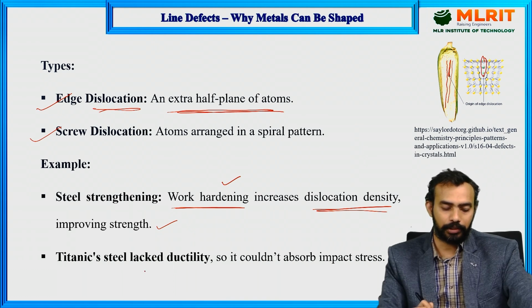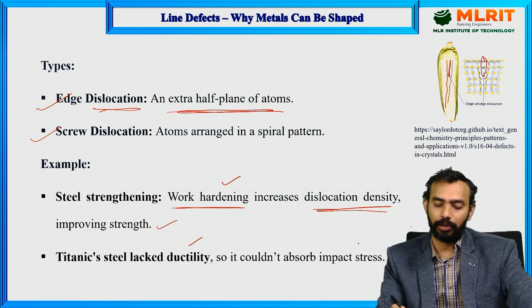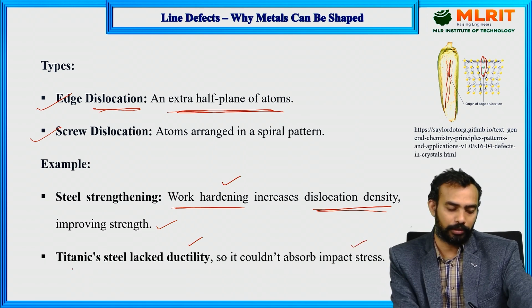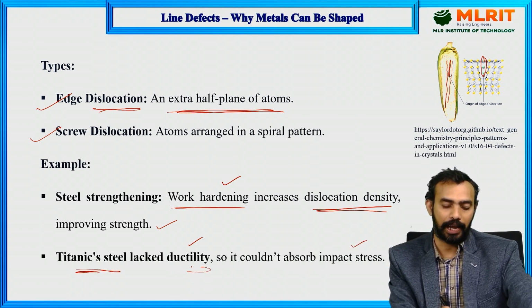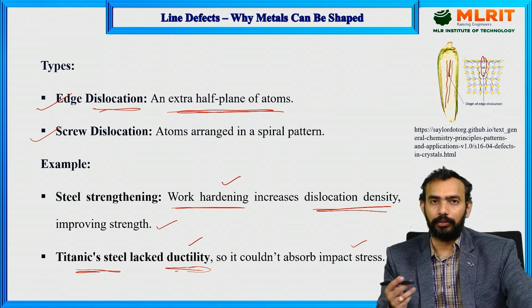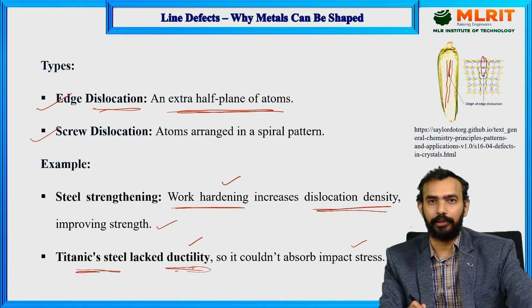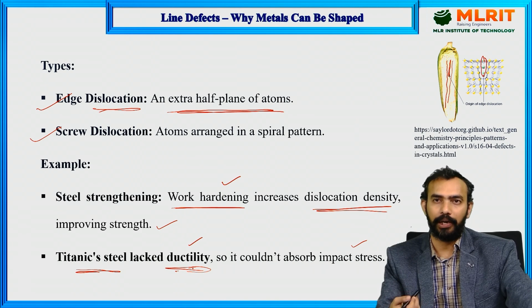So Titanic steel lacked ductility, so it couldn't absorb the impact strength. This Titanic steel, which lacked ductility and showed brittle behavior, is a cause behind its failure. As it lacked ductility, it could not absorb the impact strength that was caused by the iceberg.